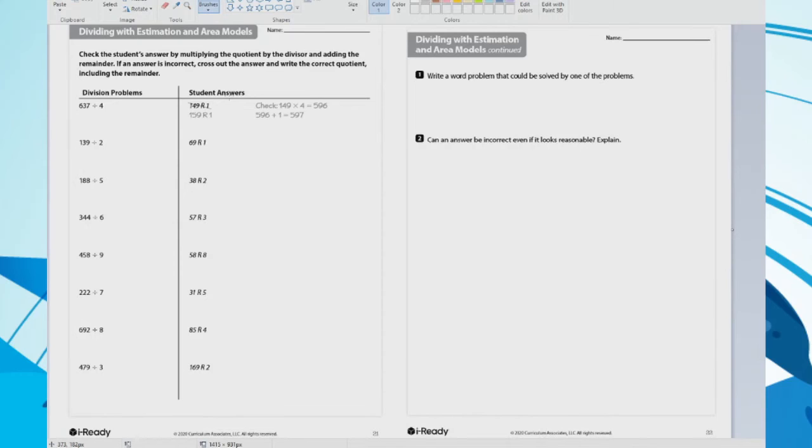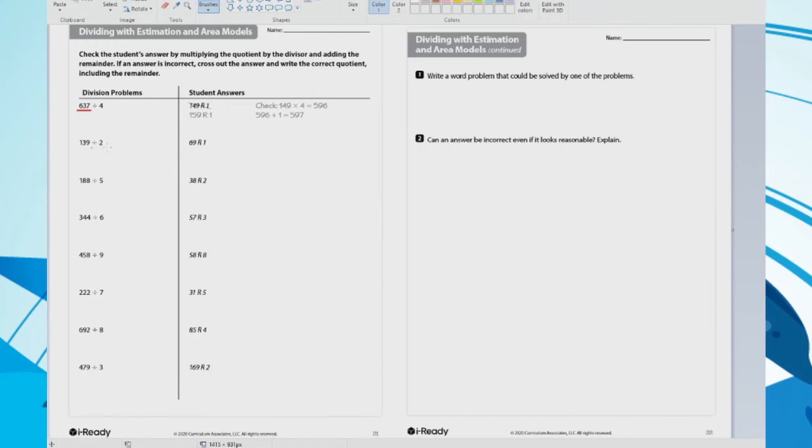So it looks like we're provided an example in the scenario that the student answer was incorrect. So our question was 637 divided by 4. The student answered 149 with a remainder of 1. So after checking that with multiplication and adding the remainder, it looks like the answer comes to 597. So that does not equal our 637 here. So we had to divide it, and we found the quotient of 159 with a remainder of 1.